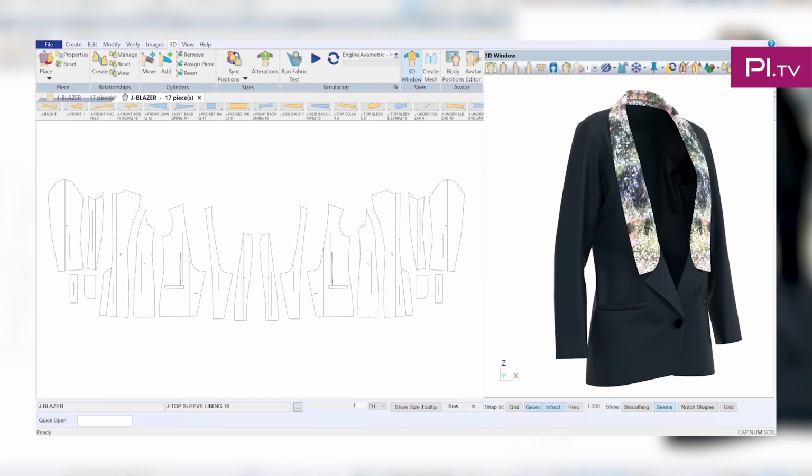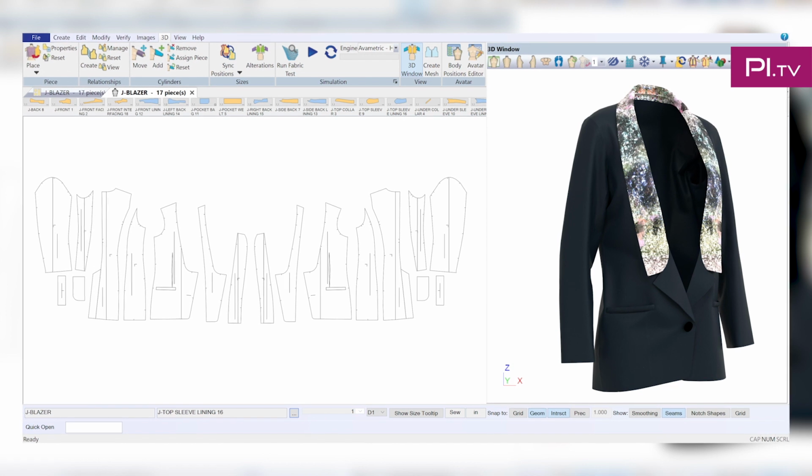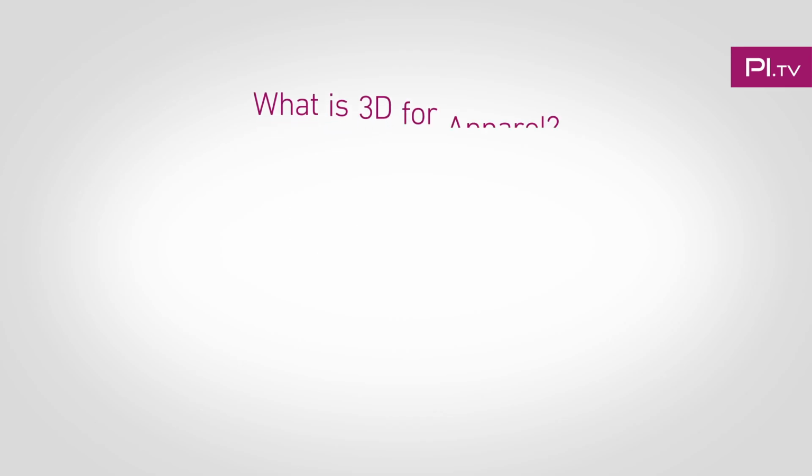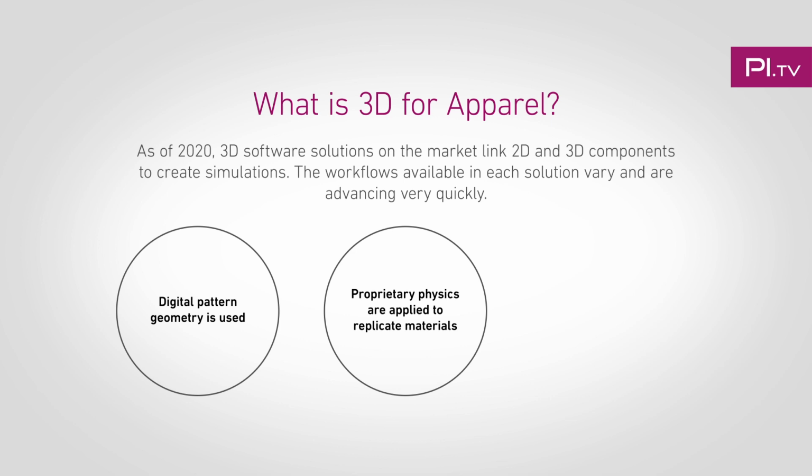As of 2020, most of the 3D solutions on the market have a 2D and a 3D component that come together to make the simulations. So they do have some digital pattern component to create the 3D simulations. Usually the stitching lines and the sewing is completed on the 2D. And this also gives you an opportunity in most solutions to adjust the geometry of your patterns as you're working.